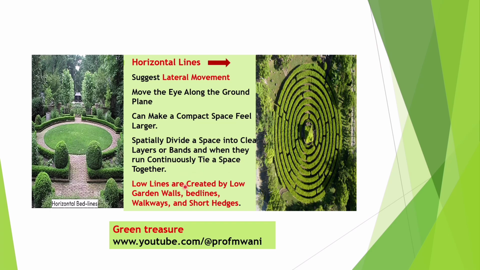Low lines are created by low garden walls, bed lines, walkways, and short hedges. So this is how horizontal lines suggest a lateral movement, and they move the eye along the ground plane, unlike the vertical lines which take the eye skyward.